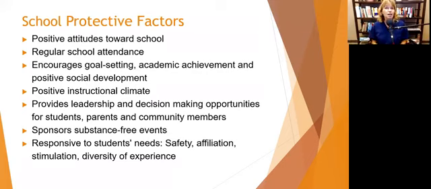A school can sponsor substance-free events to give youth something to do when school's not in session. And schools need to be responsive to students' needs for safety, affiliation, stimulation, and diversity of experience. So we need to be sensitive to youth and provide them opportunities to engage one another, not just to be there for 8 hours to be taught to the test.